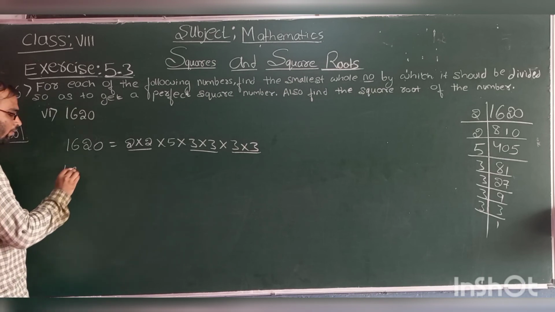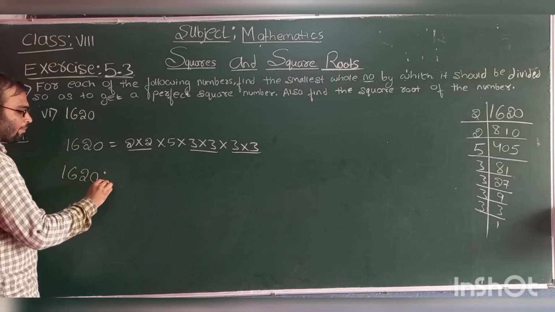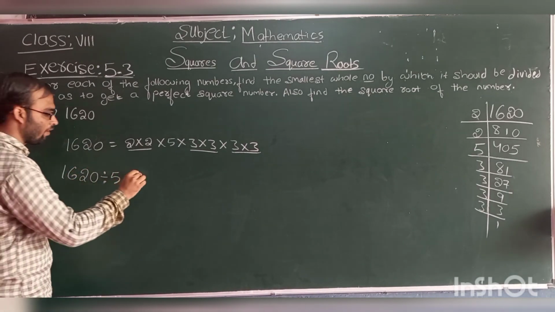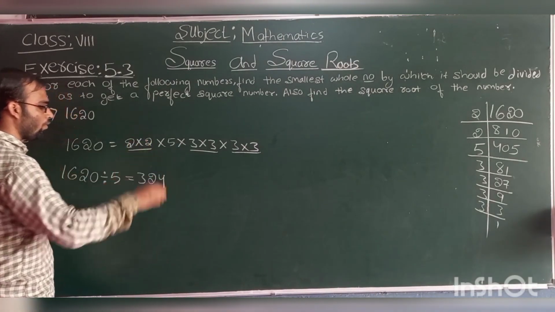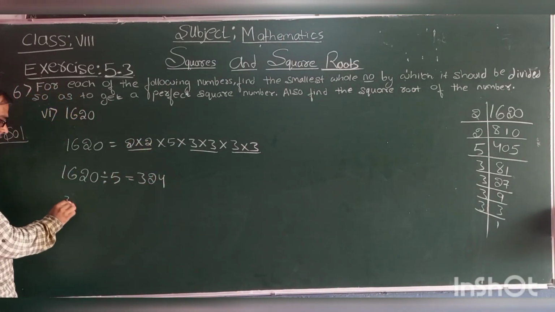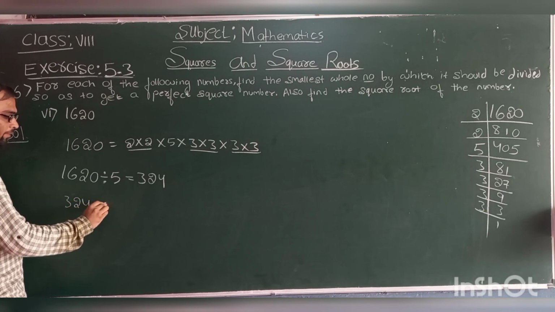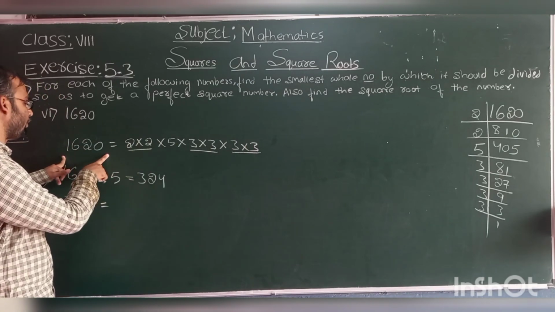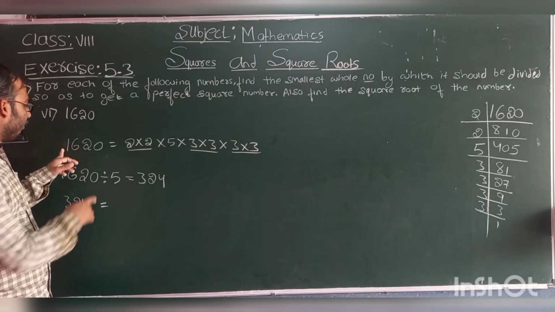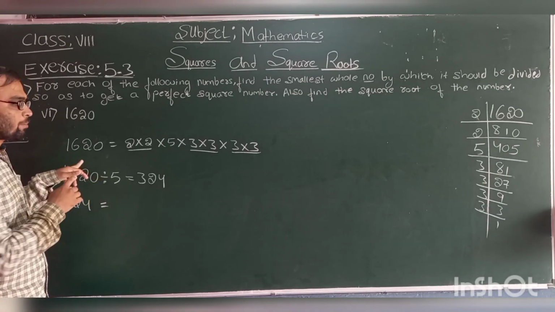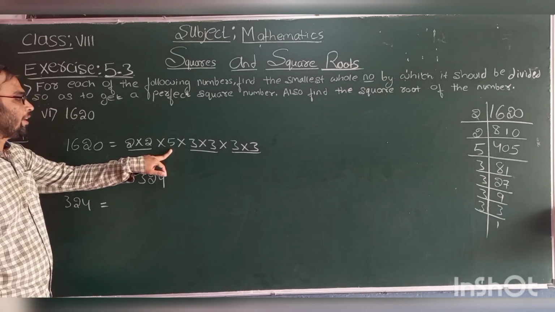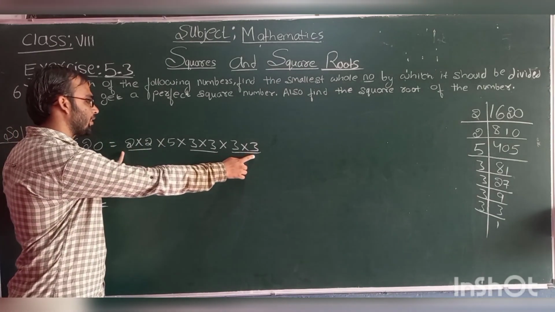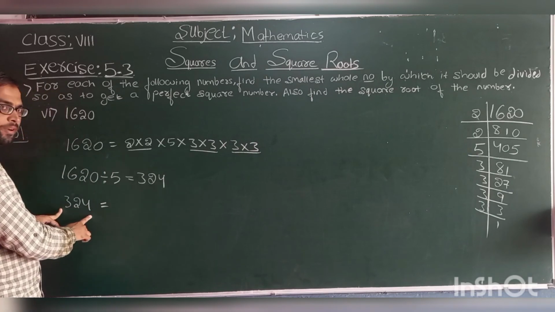Okay, so here 1620 divided by 5. So when we divide this number by 5, what will we get? We'll get 324. Okay. So here, now we'll write the factors of this number. Students, these are the factors of 1620. Okay. So we have divided this number by 5. Dividing this number by 5 means removing or neglecting 5. Okay. So when we remove this 5, we are getting only paired factors. That will be the factors of 324.